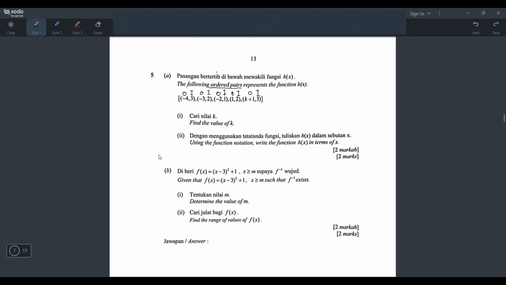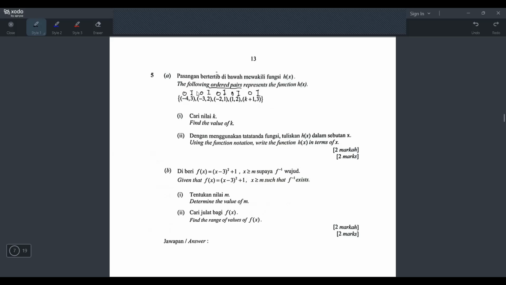And then they want us to find the value of k, right? If you want to find the value of k, first you need to determine the relation between object and image. Then only can you find the value of k, because k is referring to this k. You can see that k plus 1 is the object when the image is 3.